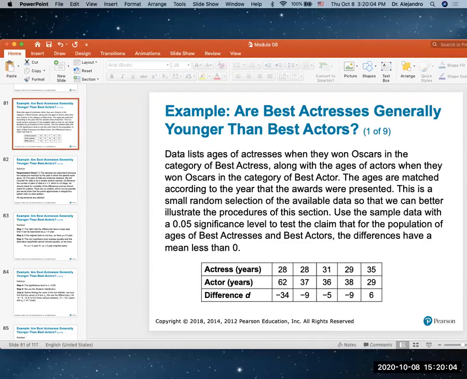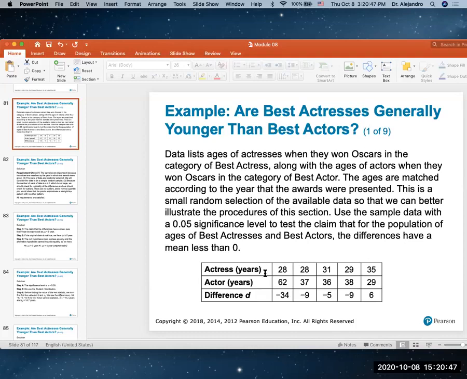So let's look at an example. Are best actresses generally younger than best actors? Data lists ages of actresses when they won Oscars in the category of Best Actress, along with the ages of actors when they won Oscars in the category of Best Actor. The ages are matched according to the year that the awards were presented. This is a small random selection of the available data so that we can better illustrate the procedures of this section. Use the sample data with the 0.05 significance level to test the claim that for the population of ages of best actresses and best actors, the differences have a mean less than 0.